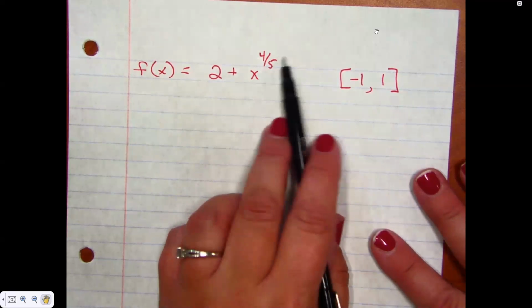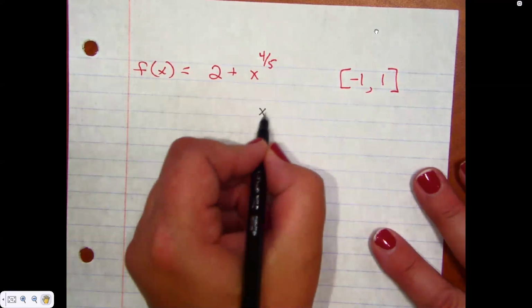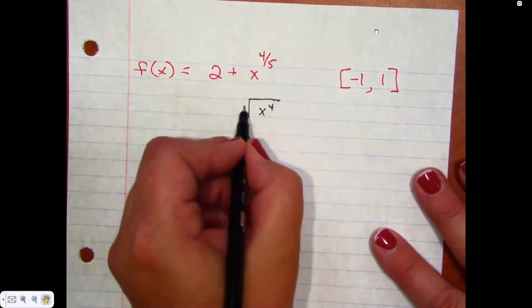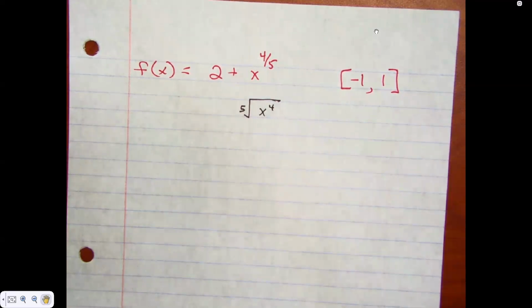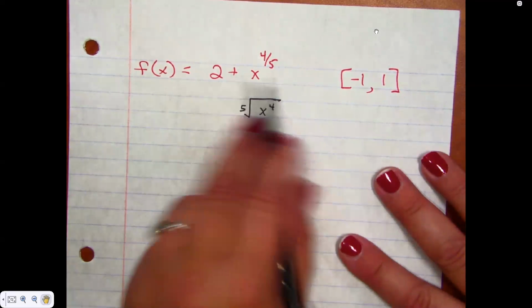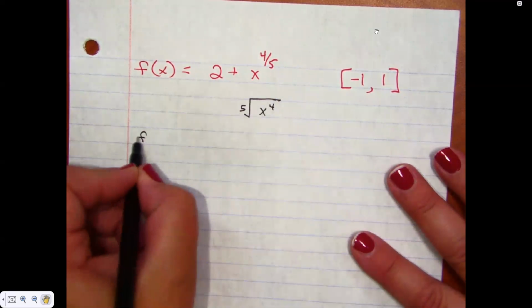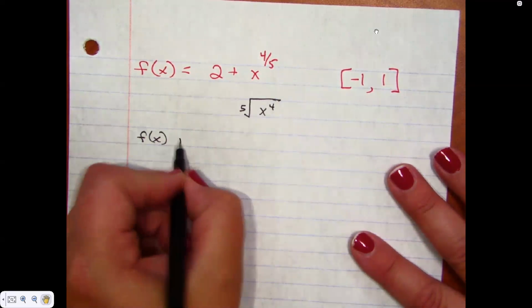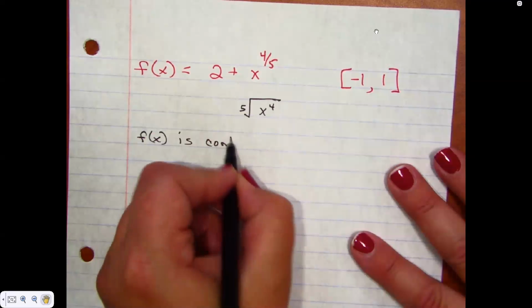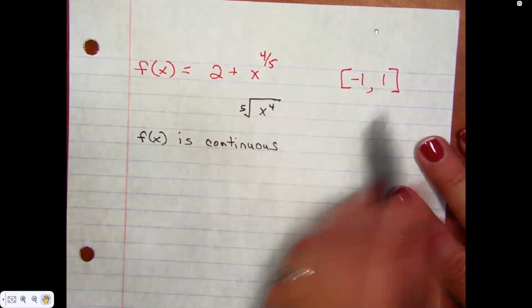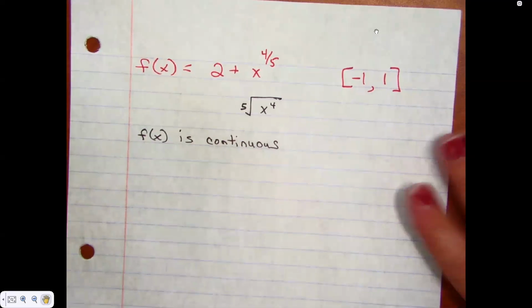You can have negatives under. Remember, this means you're going to take something to the 4th power, which would negate all those negatives anyways, but you can take a 5th root of negative numbers. Any odd root, everything's okay. So this is continuous. This is actually always continuous. There's no issues there at all. So f of x is continuous. And specifically, it only has to really be from -1 to 1.